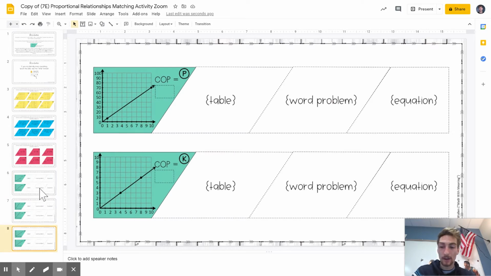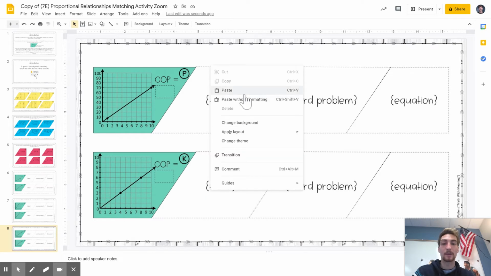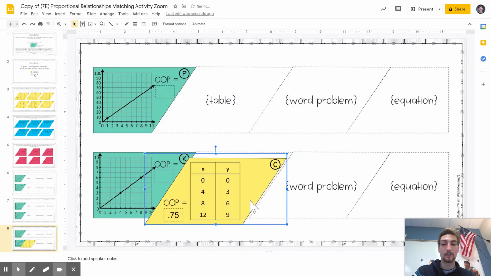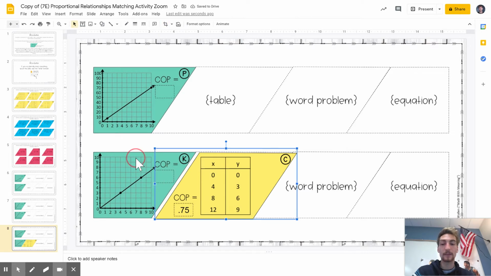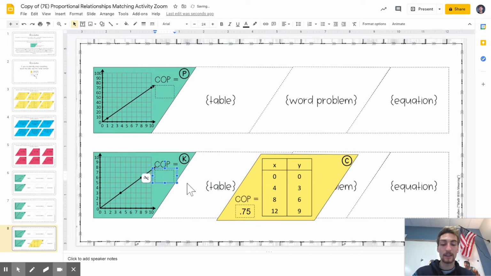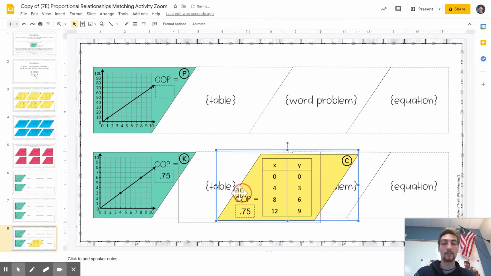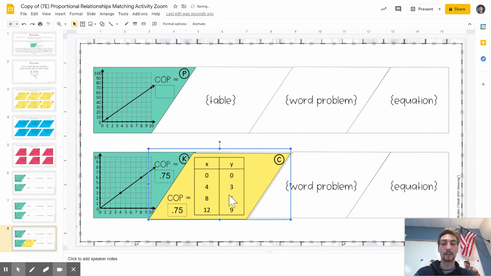So is there a graph that is 3 for my y over 4 for my x? Okay, well, if I look here down at K, I've gone 4 over for my x and up 3 for my y. So that matches here. I'm going to go ahead and click paste, and I'm going to drag it right next to that K. So notice it says KC, and that's because both of these have a constant of proportionality of 0.75. So they'd be a pair. They'd go right next to each other.